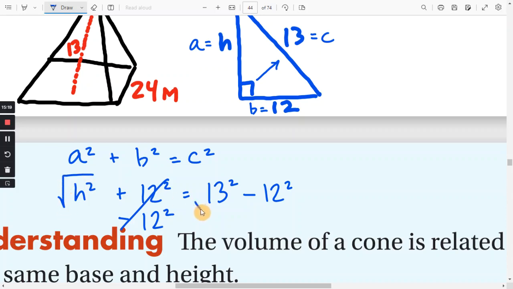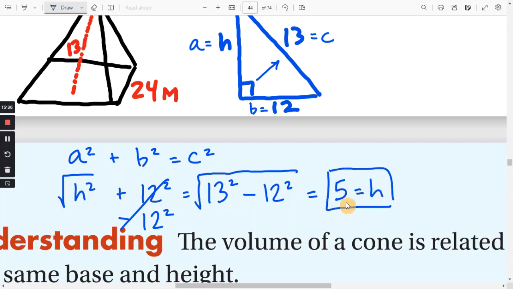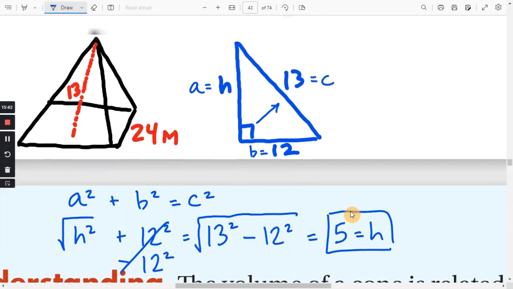And solving for h, the opposite of squaring something is to take the square root. So I'll do the square root on both sides. This is going to be 169 minus 144. That's 25. The square root of 25 is just 5. The square root of h squared is just h. All right. So you can do this on the calculator if you can't do it in your head, but we're using 5 for the value of h.